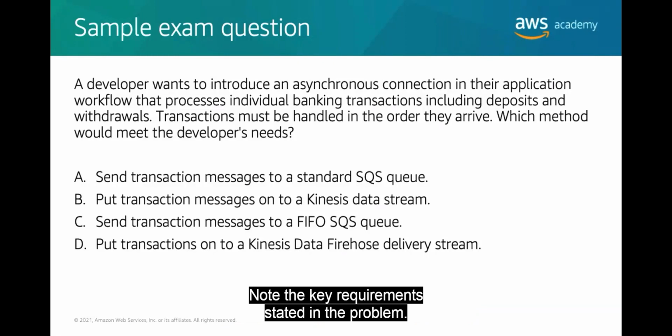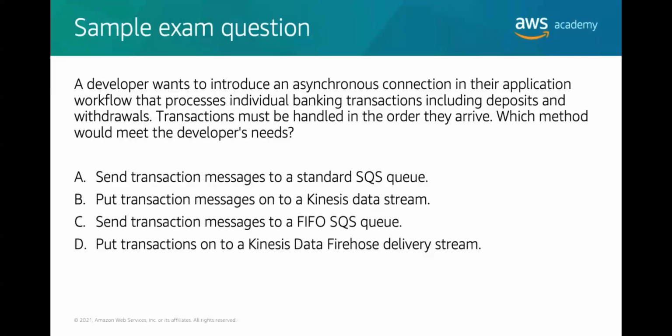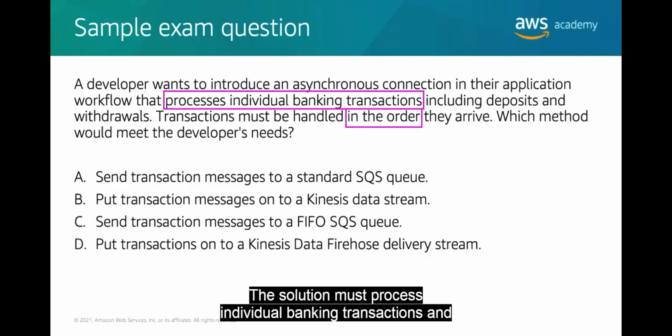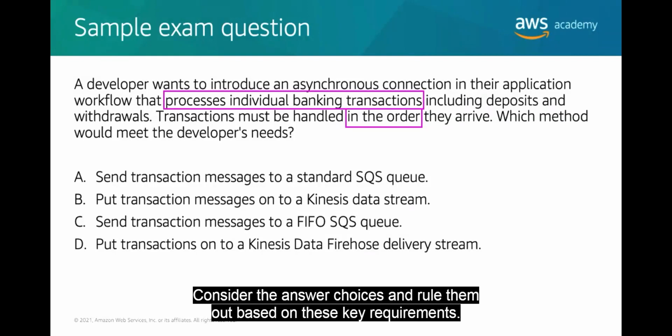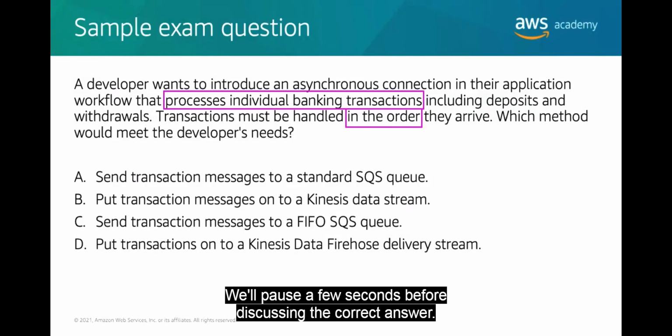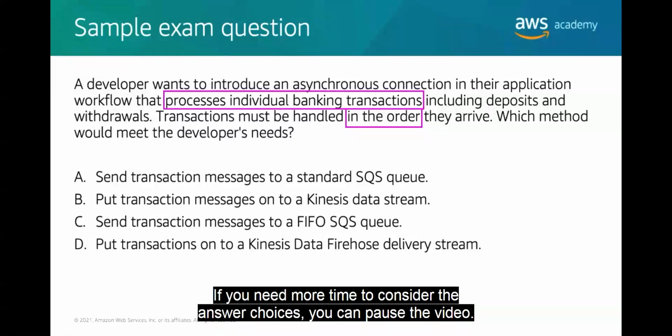Note the key requirements stated in the problem. The solution must process individual banking transactions, and they must be processed in order. Consider the answer choices and rule them out based on these key requirements. We'll pause a few seconds before discussing the correct answer. If you need more time to consider the answer choices, you can pause the video.